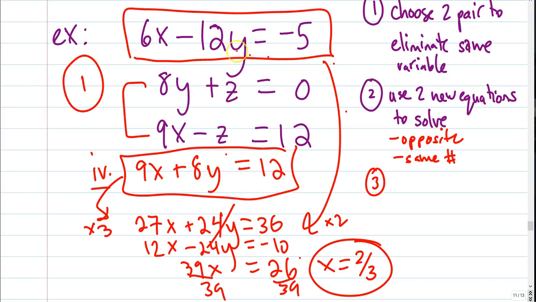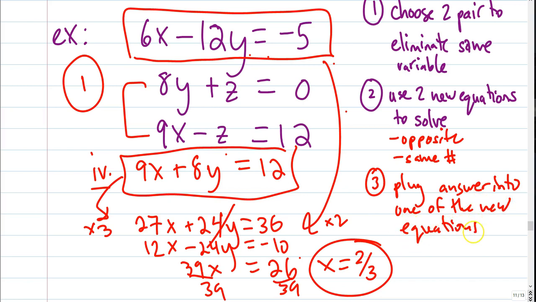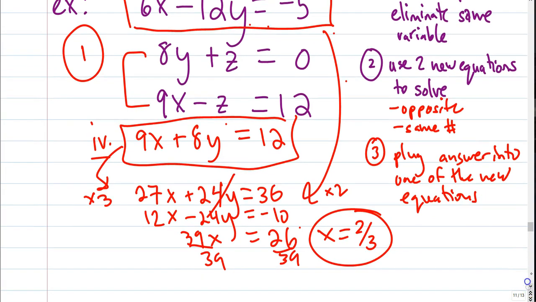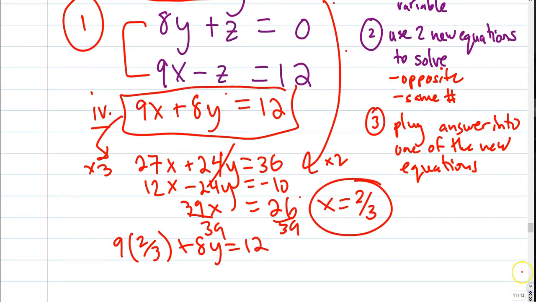So either our top equation or our fourth equation that we made, but we're going to plug the answer we just got into one of the new equations. Why the new ones? Because they only have 2 variables. So I'm going to go ahead and take equation 4, and I'm going to do 9 times x plus 8y equals 12.